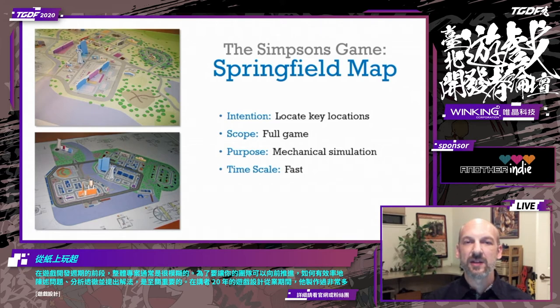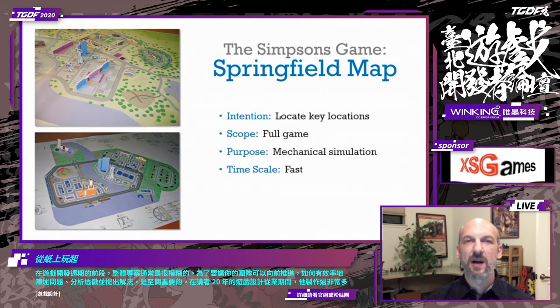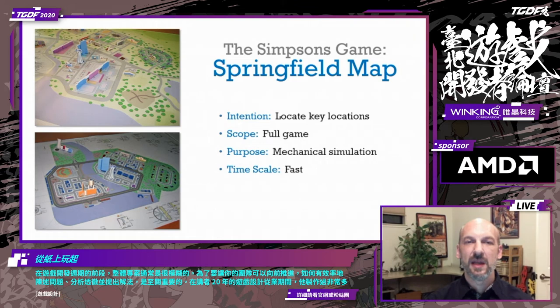This allowed us to understand travel times based on distances and the speed of walking, running, or driving. Even the width of the sidewalks were to scale, so that we could make sure that there was enough room for the NPCs to path correctly as they walked around the town. And the time scale was very fast, since we could use the prototype to talk about any phase of the game from beginning to the end.